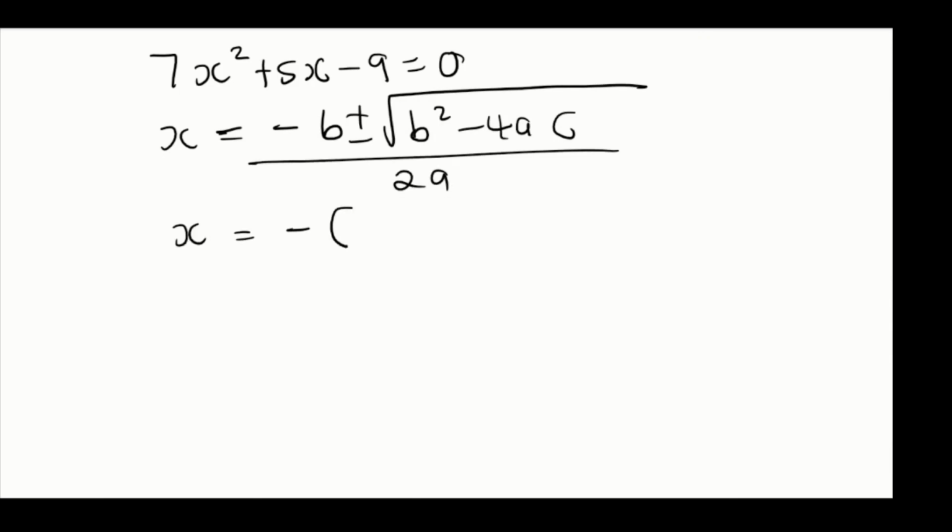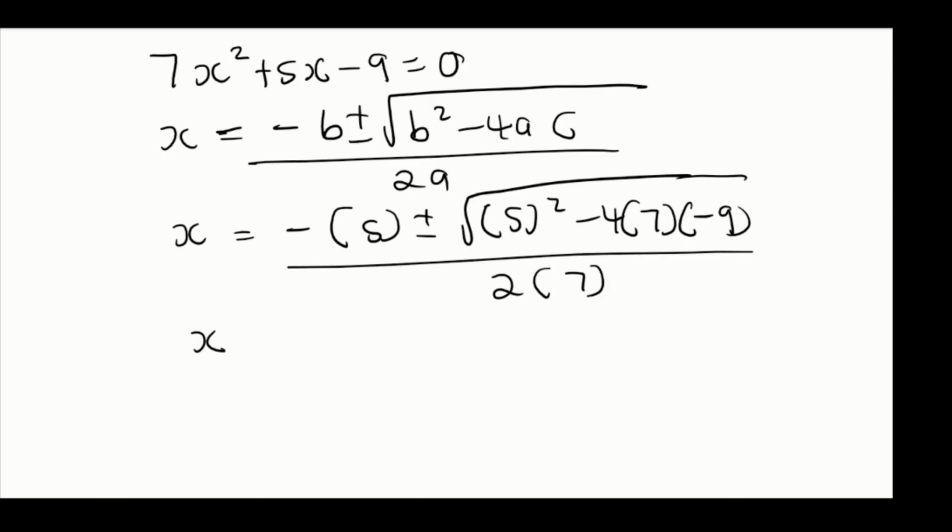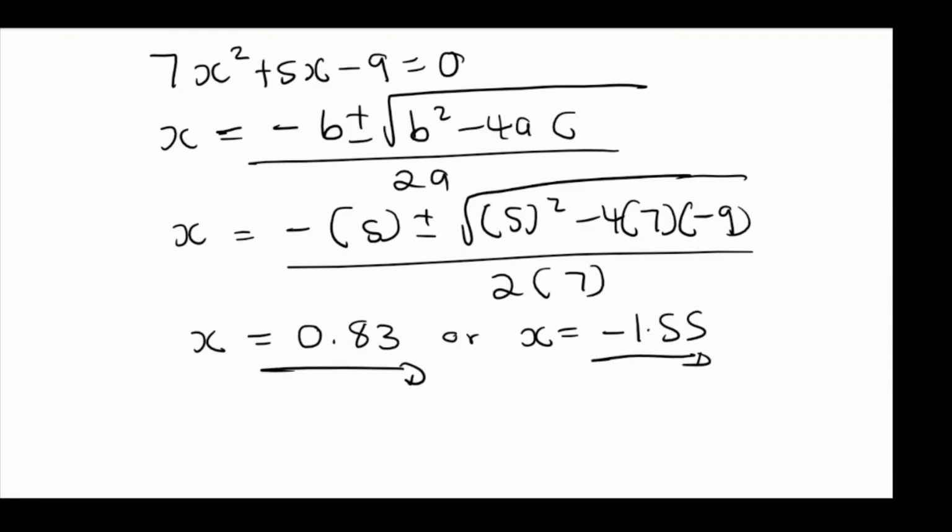x is equal to minus, our b is equal to 5, so it's plus or minus the root of 5 squared minus 4, our a is 7, our c is minus 9. Then we divide by 2 times a, which is 7. We're going to leave our answers to 2 decimal places. So the first solution of x in decimal is 0.83, or x is equal to minus 1.55. So these are your solutions of x.